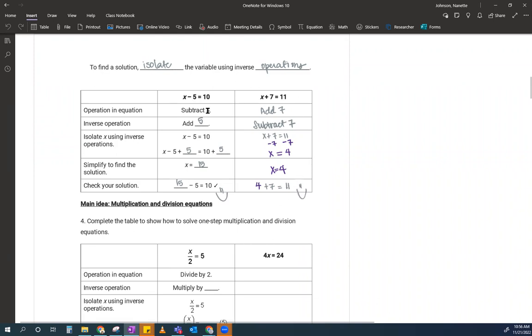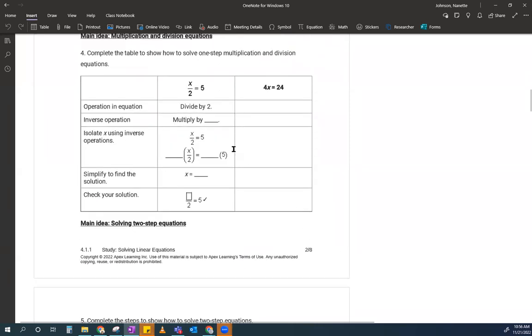Now, no matter what, these steps are pretty much going to be the same over and over again. And this is a review for those of you who are thinking, man, Ms. Johnson, I feel like we've done this before. You have. But now we're just adding another level to it when we add two-step equations in just a little bit. This is just review.